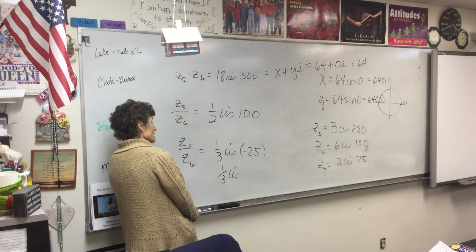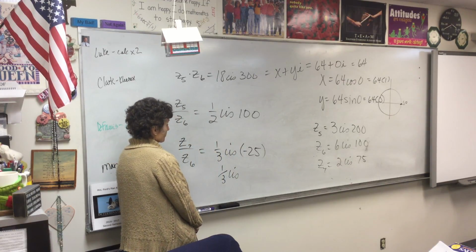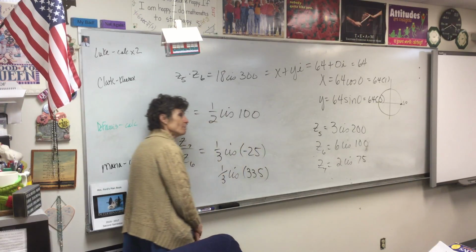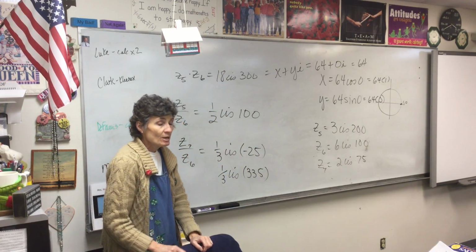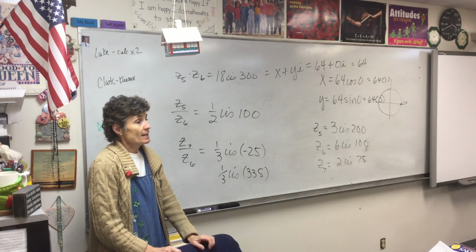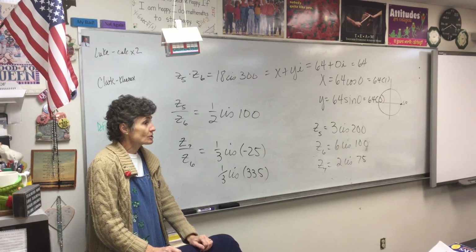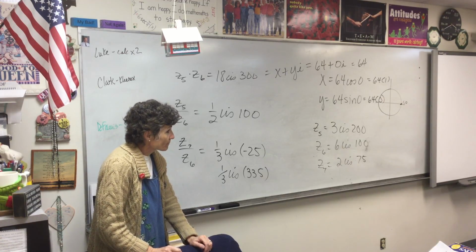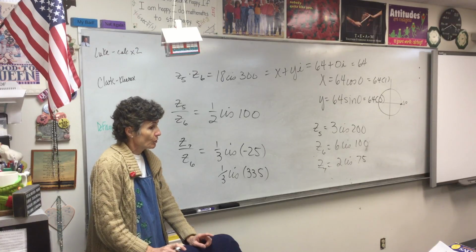And we will rewrite it as 335. And no one is going to be confused by that. We are simply looking for a positive coterminal angle. And to find coterminal angles, we add or subtract 360, right? That's what we did.